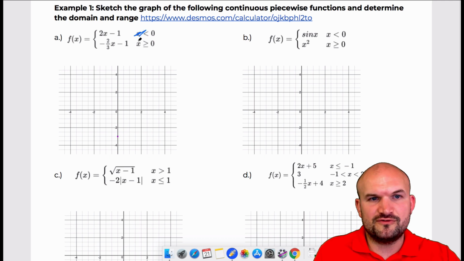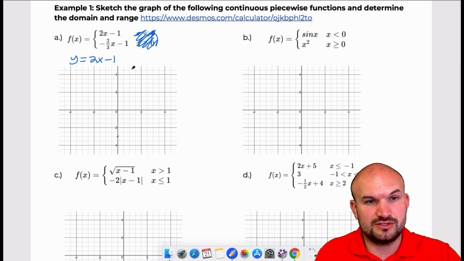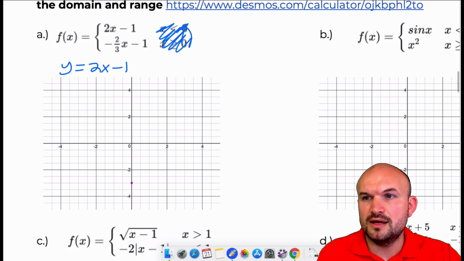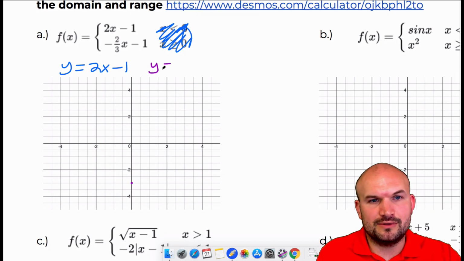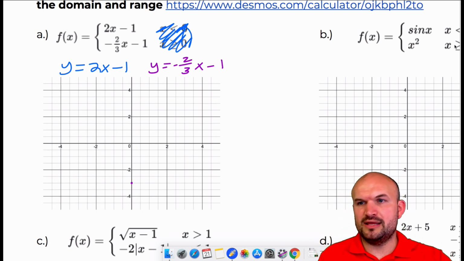All right, so one of the first ways that I like to teach graphing piecewise functions is to first forget about the domain restrictions, and just think about these as 2 different functions that we're going to graph on the same sheet of paper. Y equals 2x minus 1. I'm going to zoom in one more. And the graph y equals negative 2/3 x minus 1. Let's graph them both on the same sheet of paper, and then we'll come back to the work.